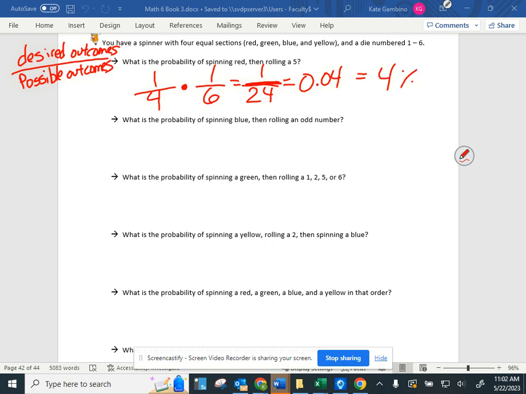Which is 4%. Enzo, I want you to work on not shoving stuff out, please. Thank you.